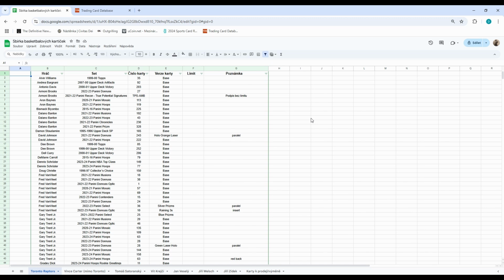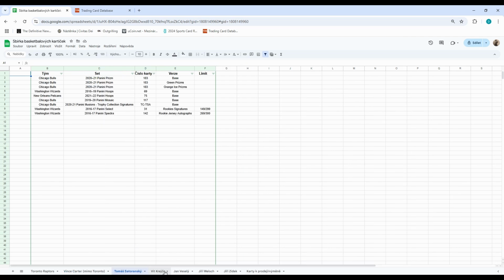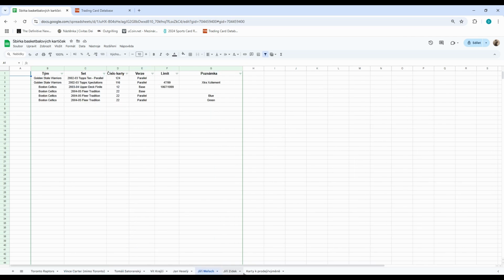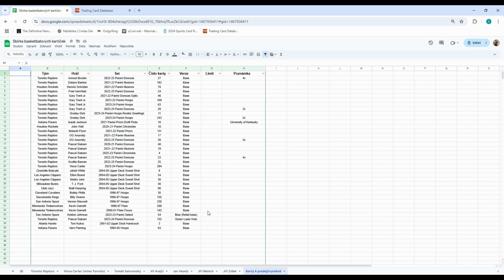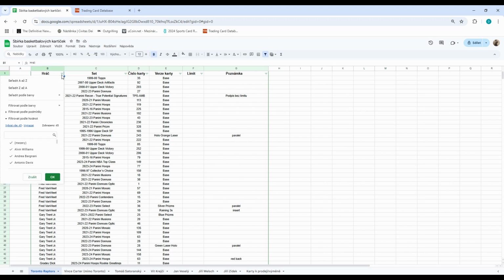We will start in Google Sheets, where I have my collection sorted in individual sheets to keep things at least somehow organized. As you can see, Toronto Raptors here in this sheet, and another one, Vince Carter's cards, Thomas Satoransky, Yuri Welsh, and others. And the last one, there are cards which I have for sale and for trading. As I showed you in the first video, I collect Toronto Raptors, Czech NBA players, and Vince Carter. I can filter individual players, sets, card numbers, or limits in my tabs.